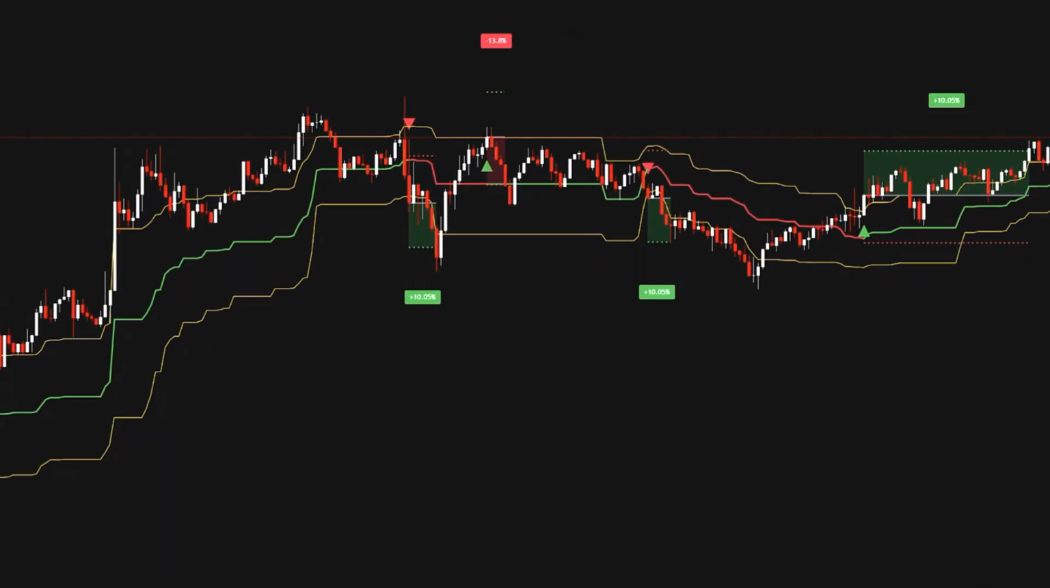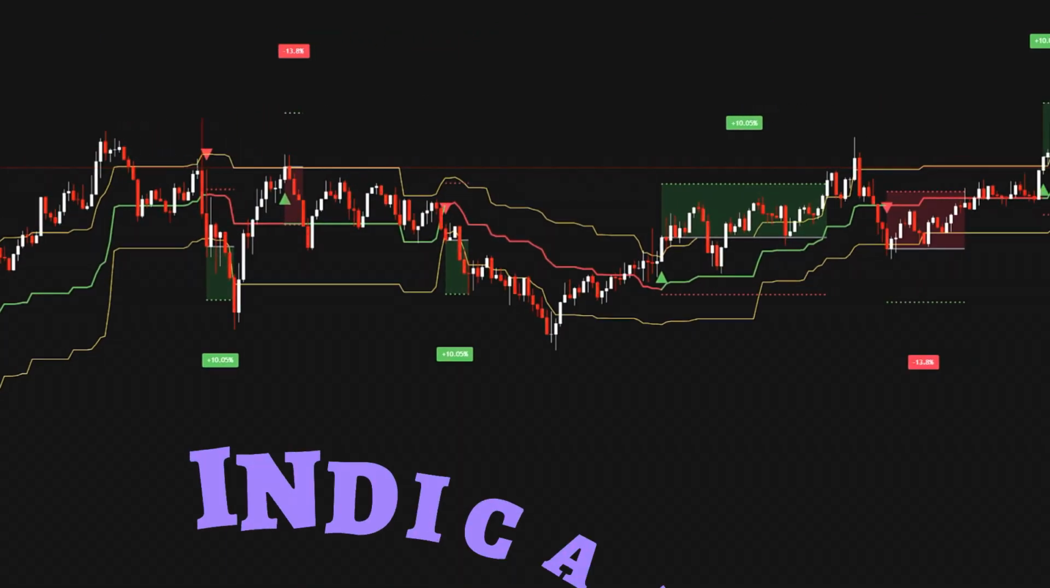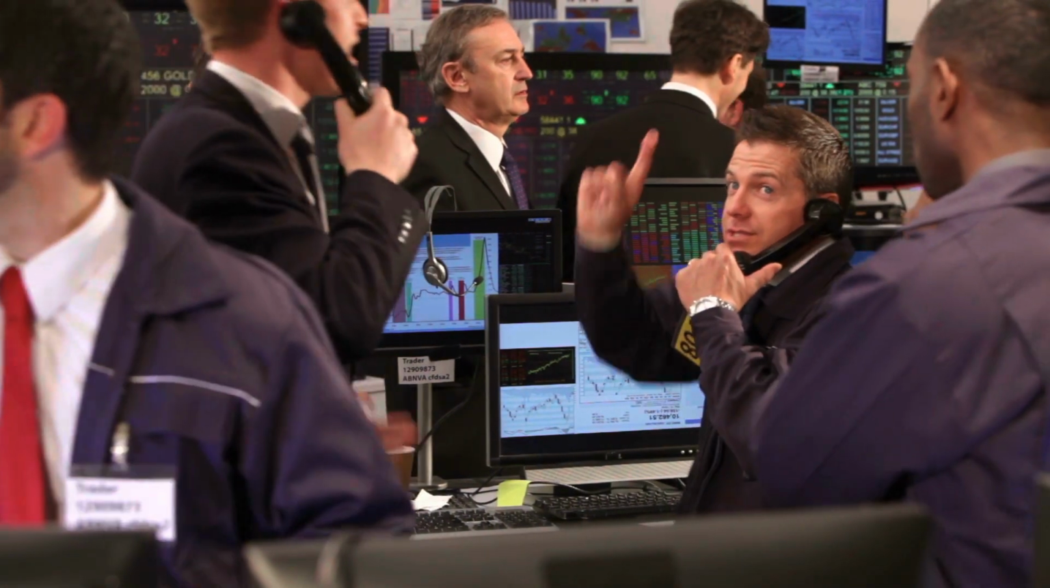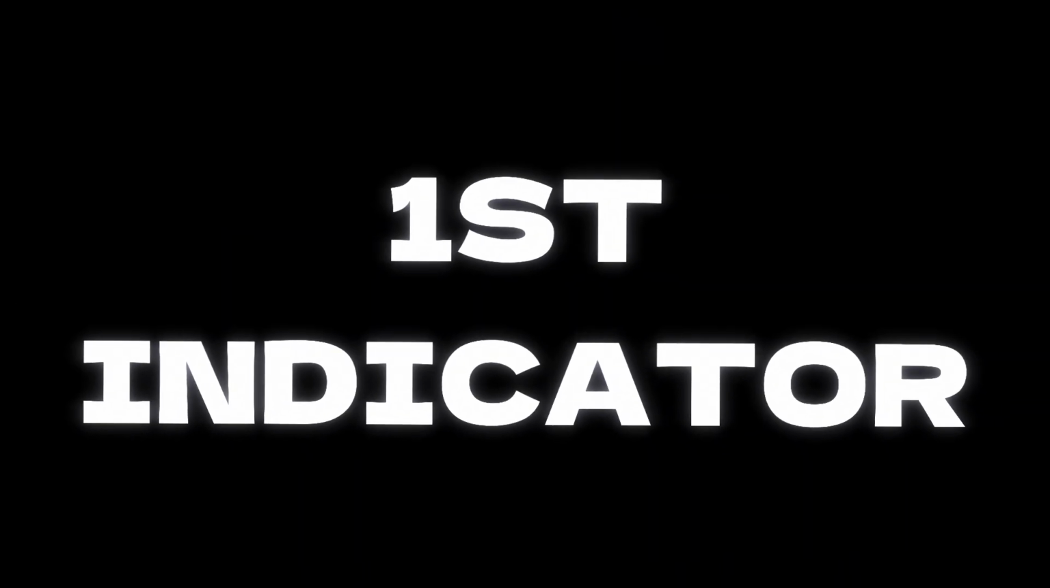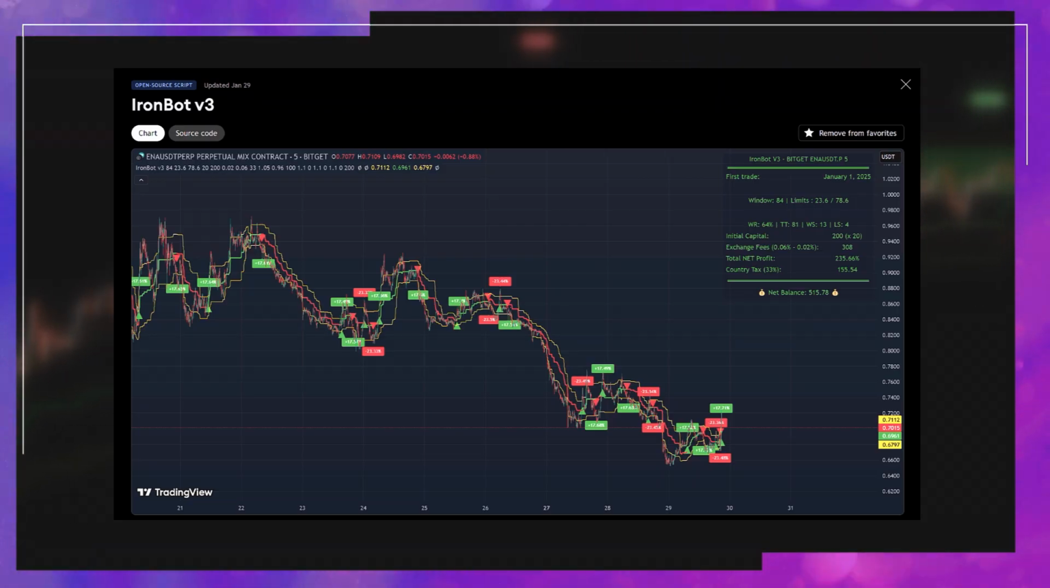In this video, we're diving into the 3 most powerful indicators you can use on TradingView. They are useful for beginners and experienced traders alike. We're going through each one step by step. So let's get started. The first indicator we're going to use is called Iron Bot V3.